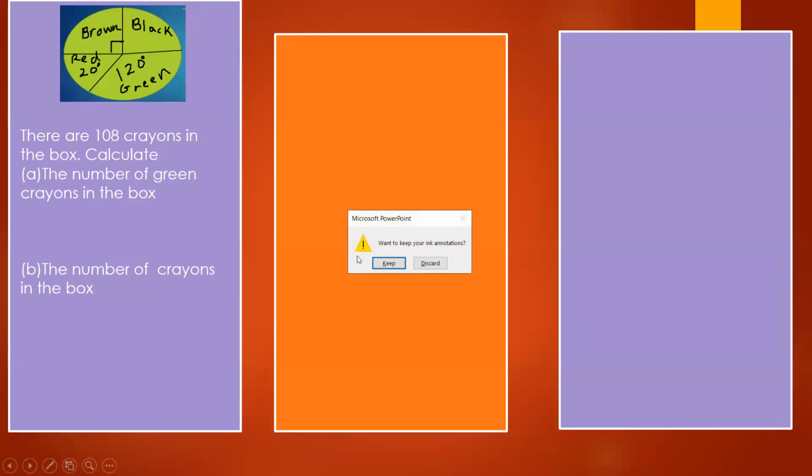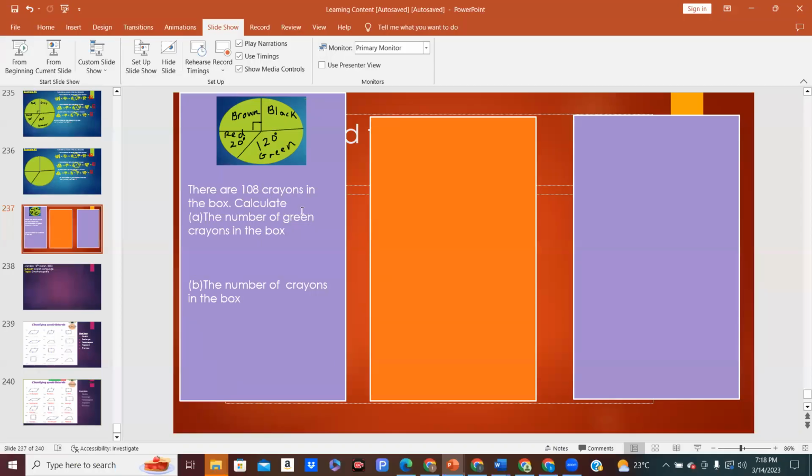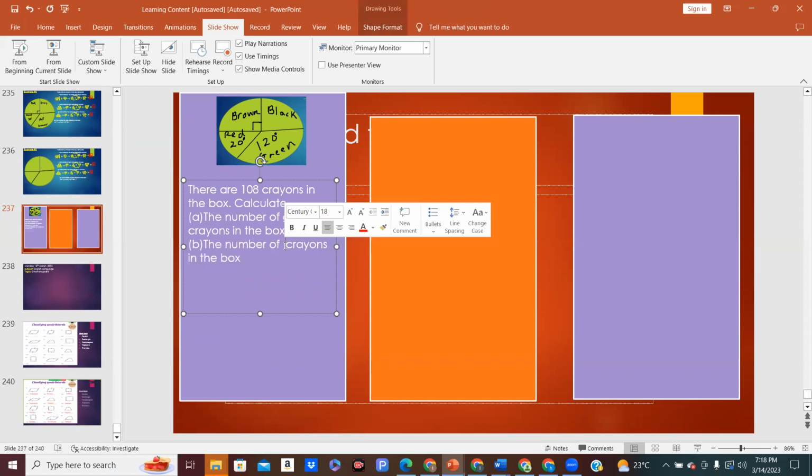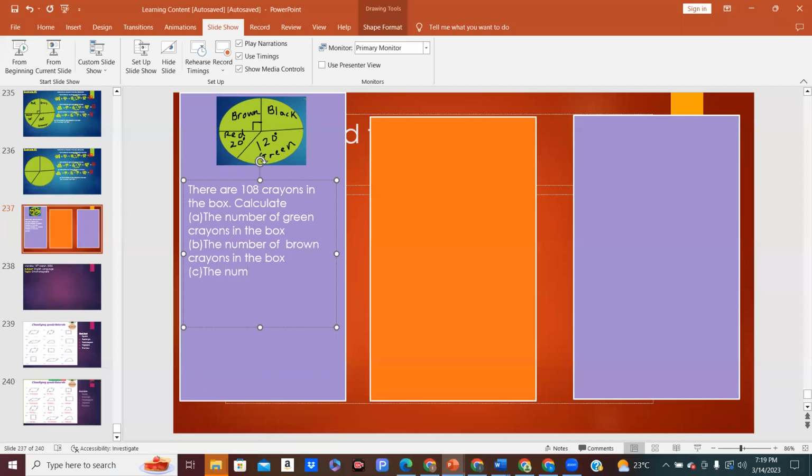Okay, should be good. So there are 108 crayons in a box. We want the number of green crayons, and then we want the number of brown crayons, and then we want the number of red crayons in the box. And then we want the number of black crayons. That should be good.